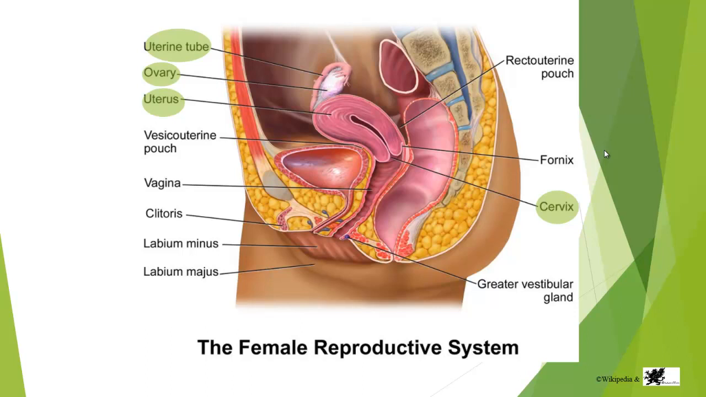If an egg is fertilized, then it moves to the uterus and implants. If fertilization does not take place, the uterine lining is shed, and we know this as the menstrual flow or menstrual cycle. In addition, the female reproductive system produces female sex hormones that maintain the reproductive cycle.